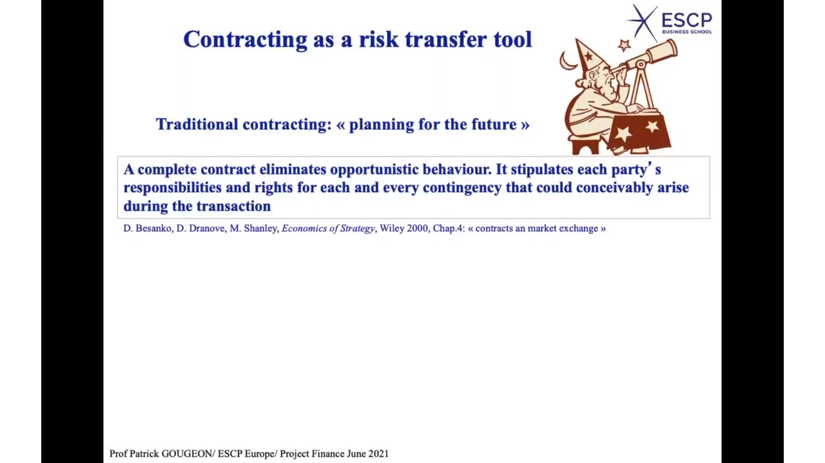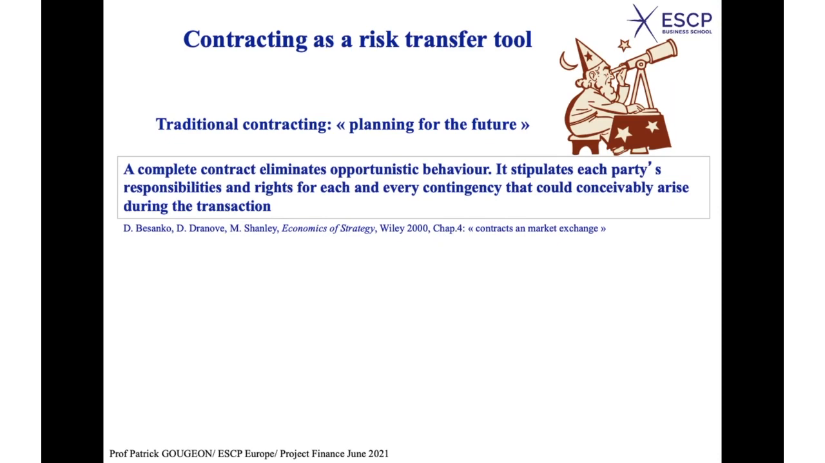Contracting has to do with avoiding opportunistic behaviors. So it stipulates each party's responsibilities and rights for each and every contingency that could conceivably arise during the transaction. So basically, at the heart of contracting, you have risk analysis. What can happen in the future? If this happens, what do we do? Who is doing what? What are your responsibilities?